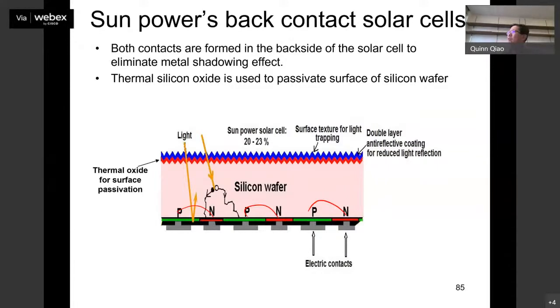Efficiency here is similar, right? 20 to 23%. I mean, the only benefit for this structure probably is that module integration is easier, because both the positive and negative contacts are at the bottom.